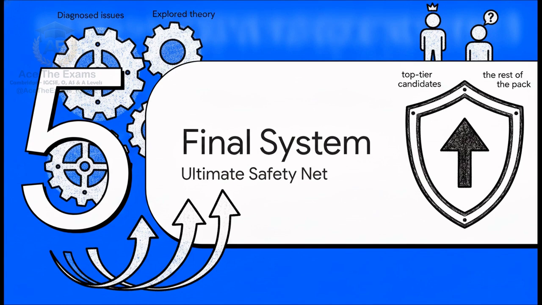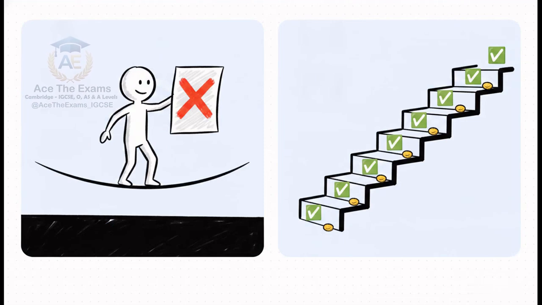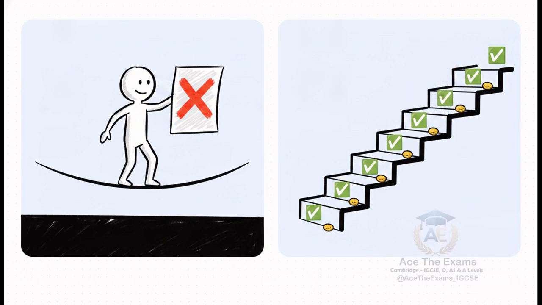Finally, Section 5, the final system. This is your ultimate exam day safety net. Okay, real talk. Let's compare the answer-only strategy versus the method mark strategy. The answer-only approach is incredibly high risk. It's like walking a tightrope without a net. If you try to do the first and second derivatives in your head or on some piece of scrap paper and just write down the final coordinate, if you make one tiny arithmetic error, you get 0 marks. 0. The whole question is blown.